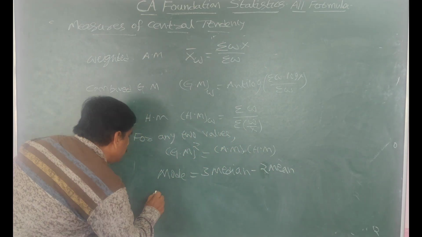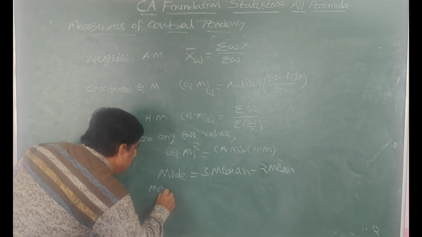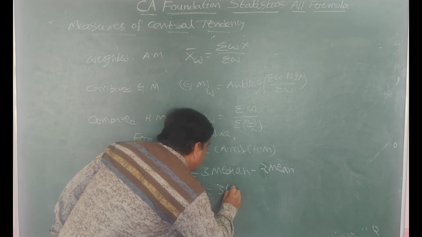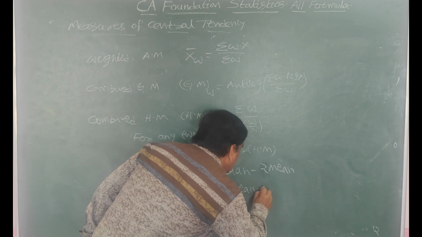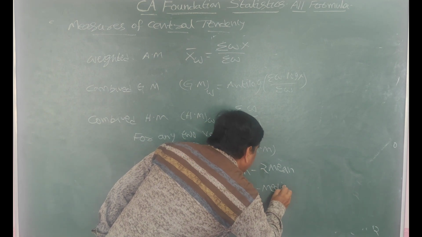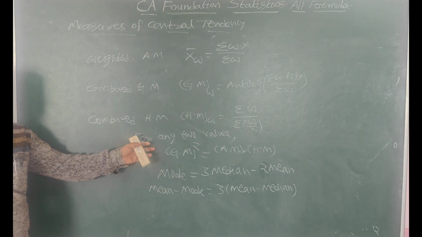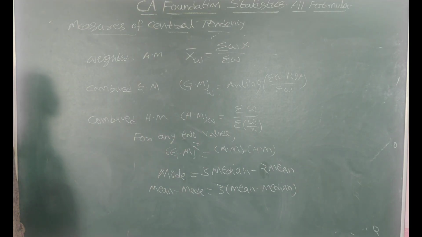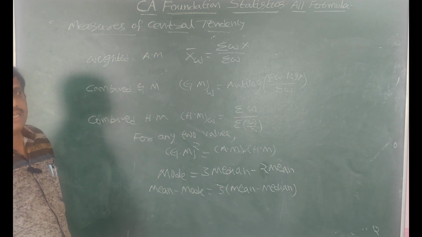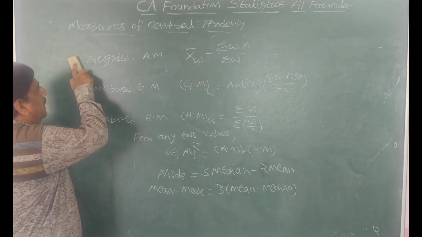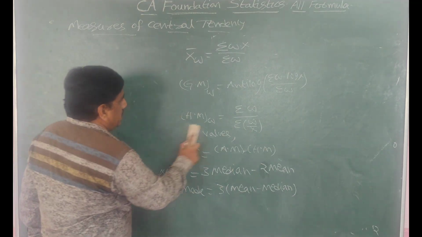This relation can also be expressed as an empirical relation like this: mean minus mode equals 3 times the difference between mean and median. This is the relation between mean, median and mode, and the relation between AM, GM and HM. After that, we will now discuss other positional averages: quartiles, deciles, octiles, percentiles, like that.